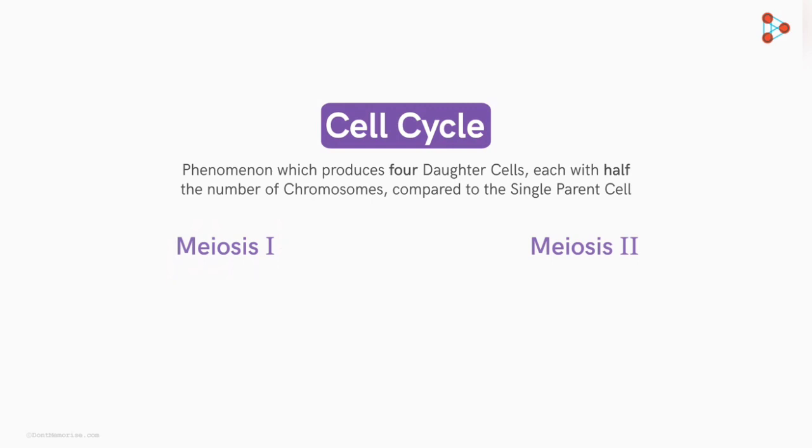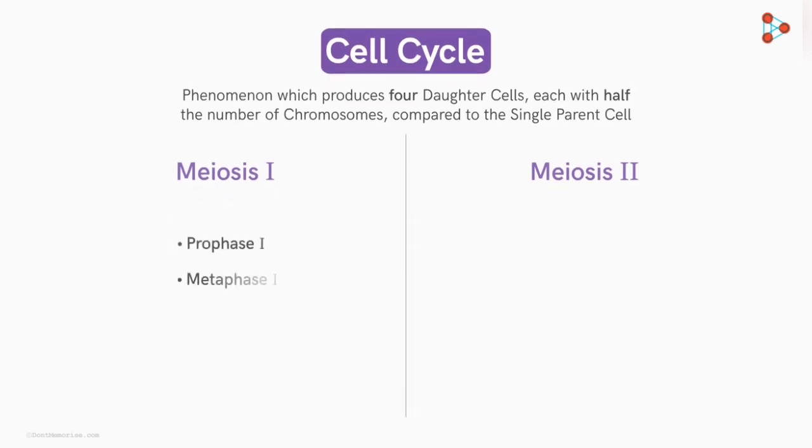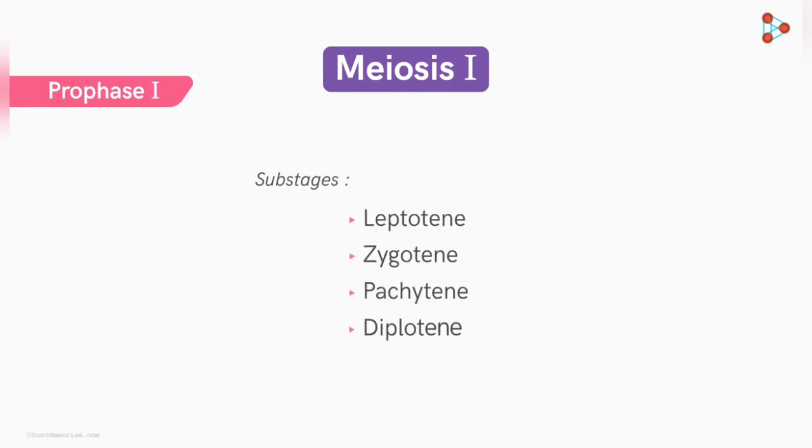Meiosis 1 is divided into 4 stages. They are prophase 1, metaphase 1, anaphase 1 and telophase 1. We will list down the changes observed in the cell during these stages step by step. Let's begin with prophase 1. It's the longest phase of meiosis 1. The phase is further divided into 5 substages. They are leptotene, zygotene, pachytene, diplotene and diakinesis.